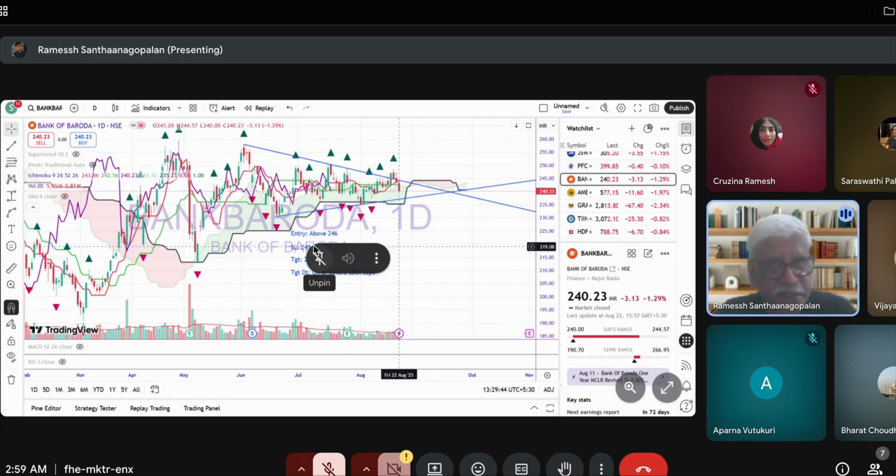When you learn this Ichimoku, you will understand this. In a triangle it can come below this also, but here it has very clearly indicated, yesterday, 22nd of August, to get out of this stock. It is going to go down.